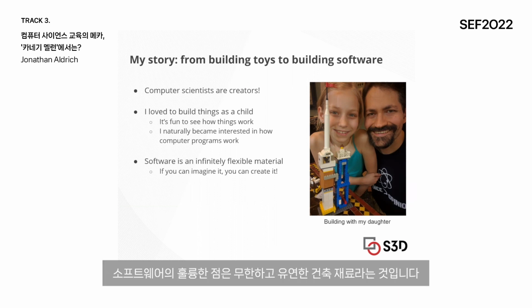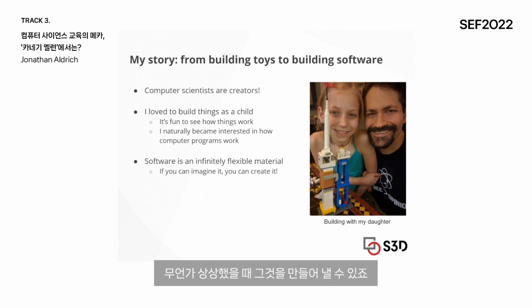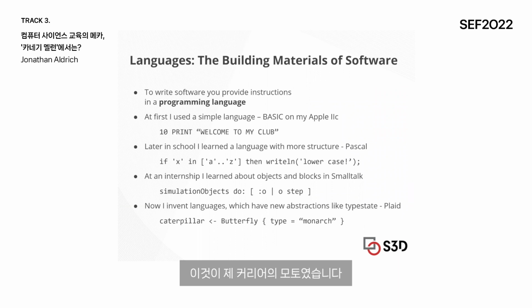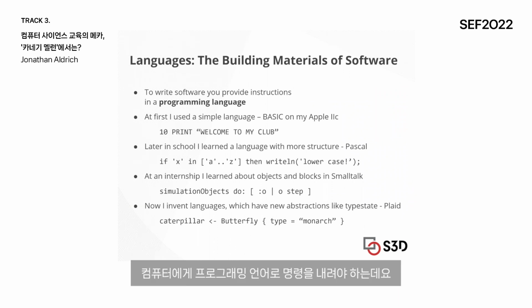What's great about software is that as a building material, it's infinitely flexible. If you can imagine something, it's likely that you can create it. This theme kind of grew with me over my career. To write software, you provide instructions to the computer in a programming language. And so the programming language provides the building material of software.